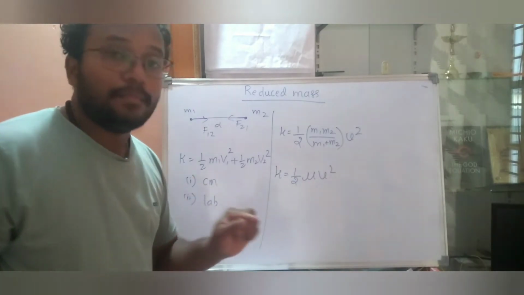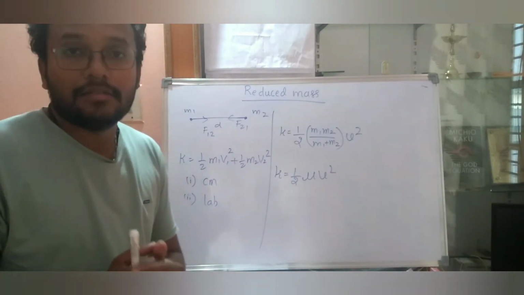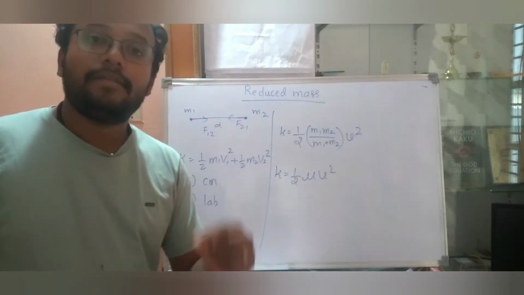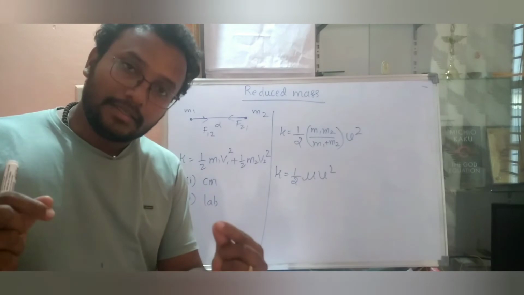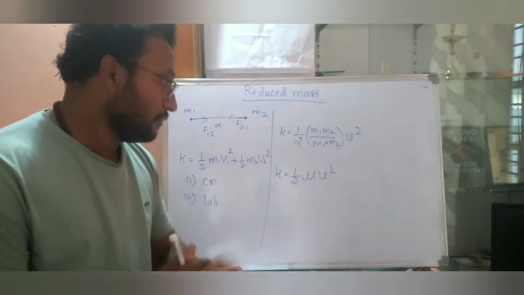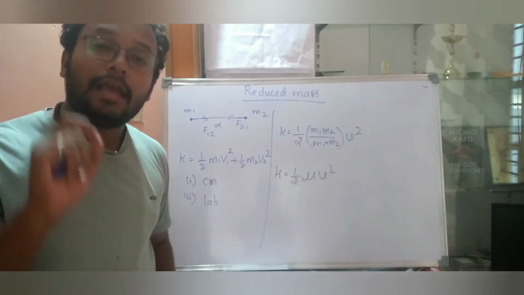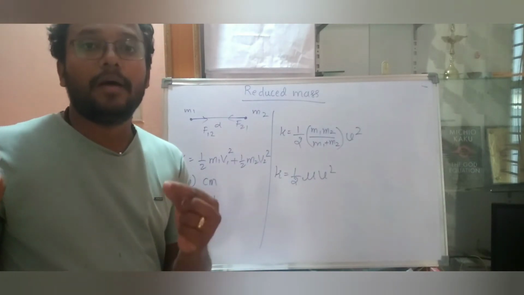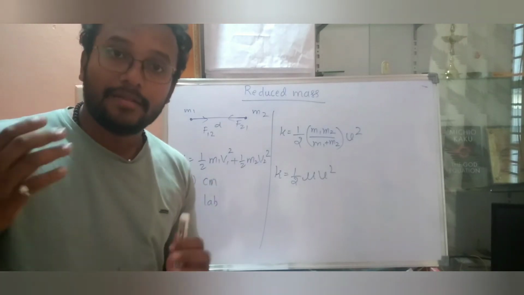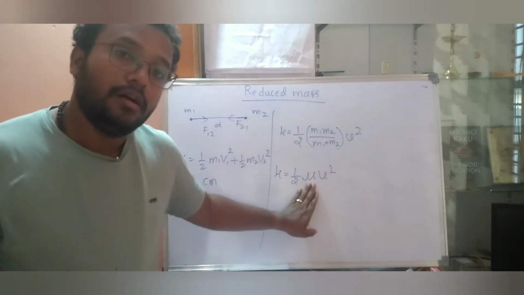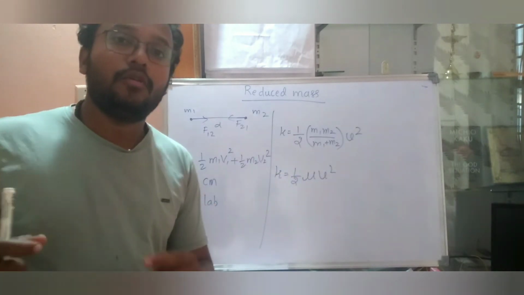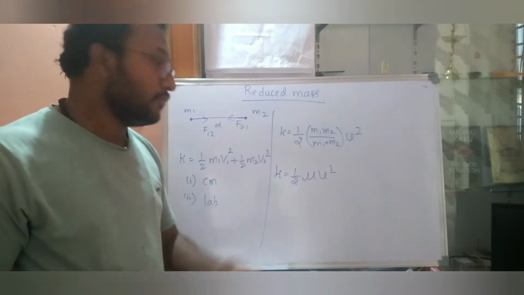Now what does this reduced mass basically give us? That is very important to understand here. The reduced mass of a system of two particles, assuming that the system is isolated, basically gives you the effective mass of the system of two particles which is actually participating in motion.